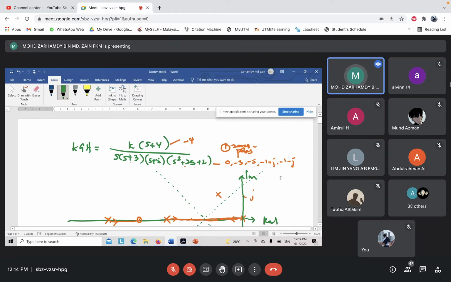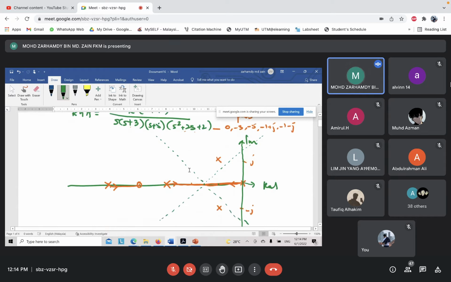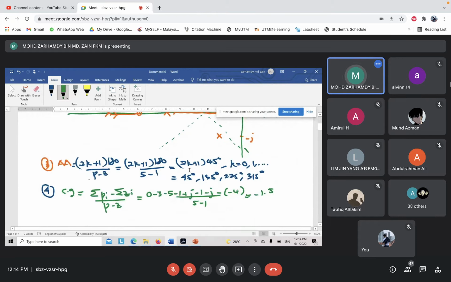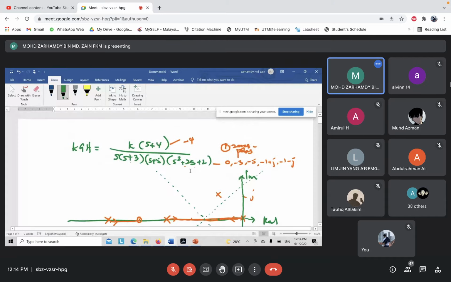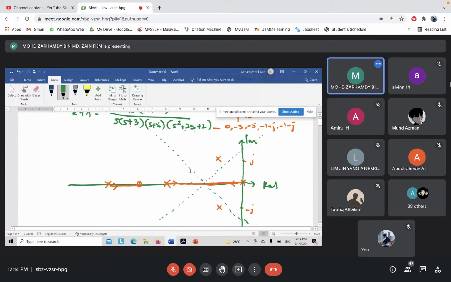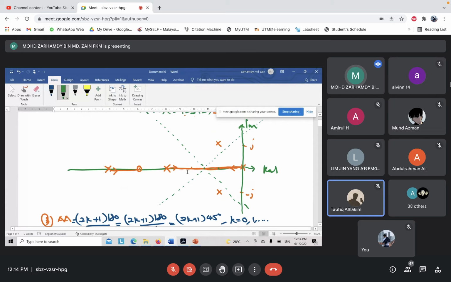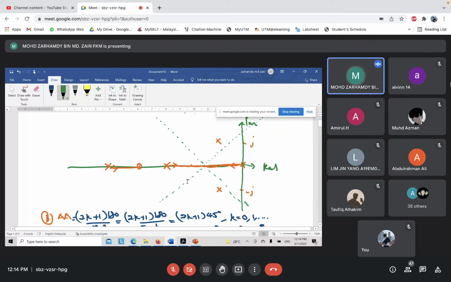Okay, any question? Until now we are in stage 4. Class, ada apa-apa soalan? You have any question? So far tak ada, dia okey je. Tak ada, okay, good.